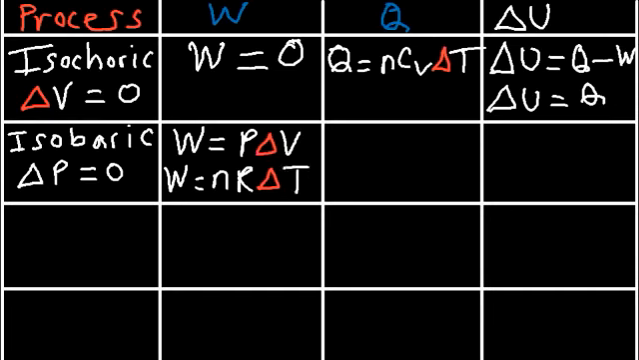Now, what about Q for an isobaric process? What equation will be useful to us? So, like the equation above, Q is going to be equal to nC delta T. But instead of Cv, it's going to be Cp because we're dealing with constant pressure. Cp is the molar heat capacity of a gas measured at constant pressure, and then times the change in temperature.